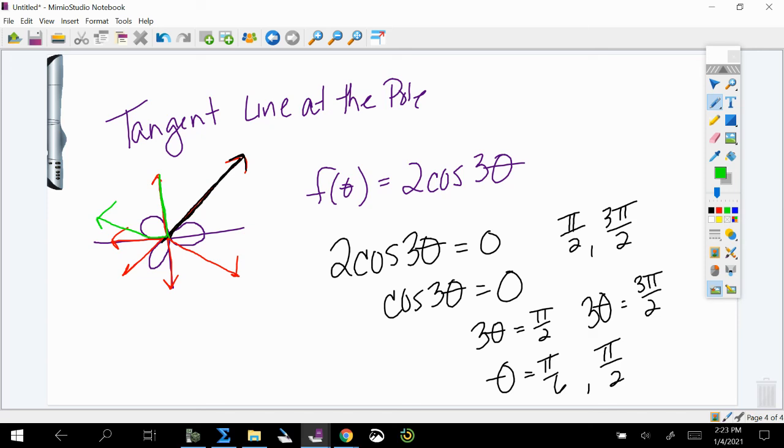So that's just kind of your overall rundown. We'll do some more together, but this gives you a general idea of how to take the derivative, how to find horizontal tangents, vertical tangents, and finally tangent line at the pole.